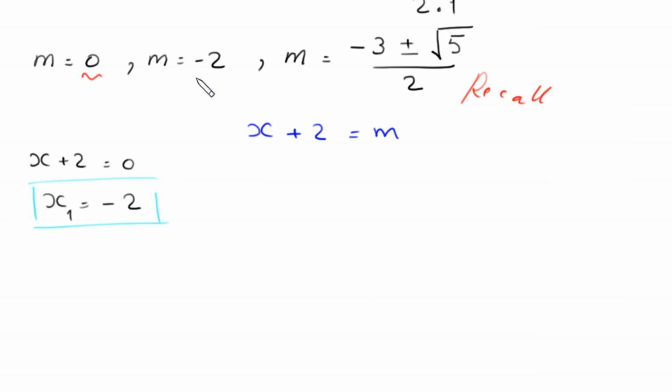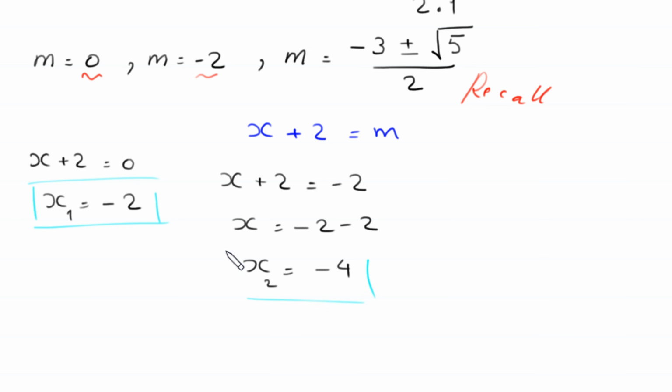Now when m is equal to negative 2, then x plus 2 is equal to negative 2 and x is equal to negative 2 minus 2, and x will be equal to negative 4. This is the second value of x. This is the second solution of this equation.